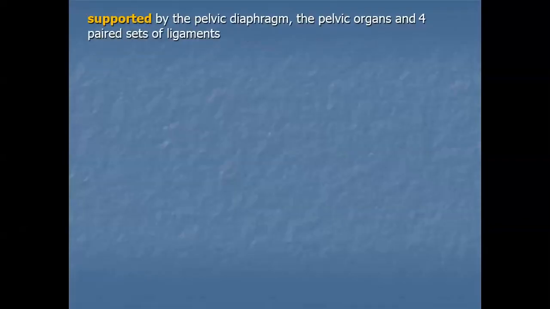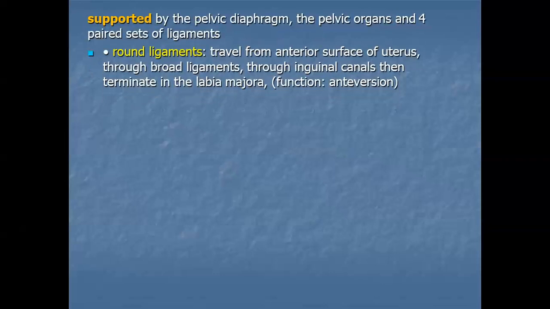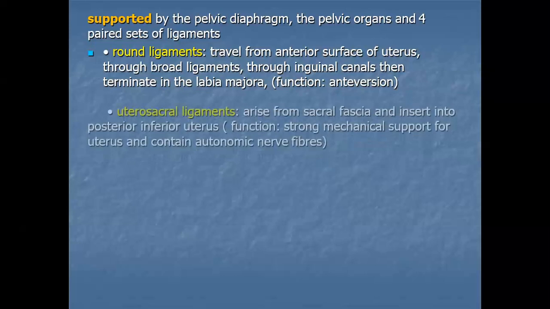The uterus is supported by the pelvic diaphragm, the pelvic organs, and 4 paired sets of ligaments. We have the round ligament, which travels from the anterior surface of the uterus through the broad ligament and the inguinal canal, then terminates in the labia majora. Its function is just to direct the uterus into anteversion. It does not give much support to the uterus.